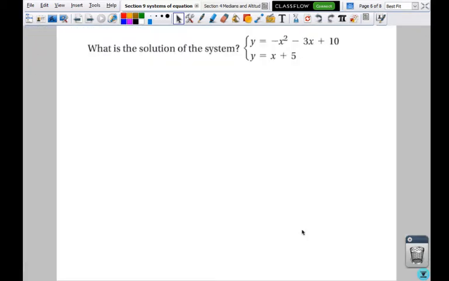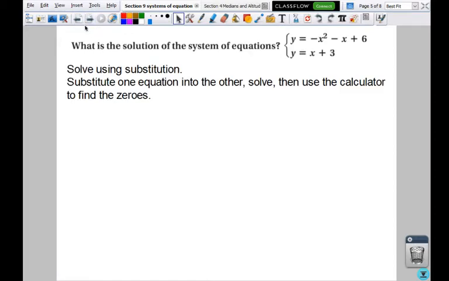Alright, so just to try it one more time. Negative x squared minus 3x plus 2 is my first one. Theoretically, you could just do it like this, just change the number: y equals negative x squared minus x plus 6, and then y equals x plus 3. What is the solution of the system of equations? Yours just has words on it. We just don't have all the words.